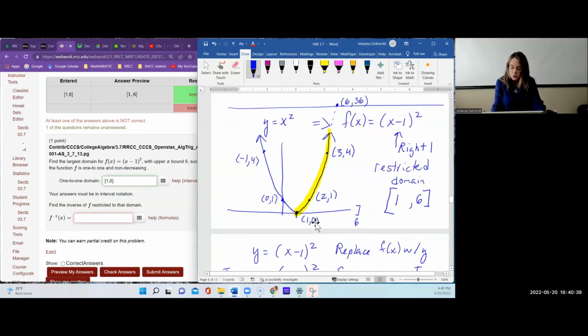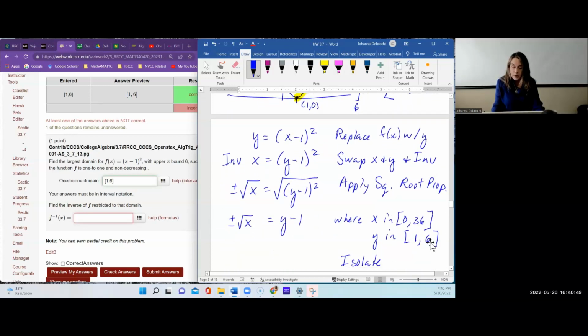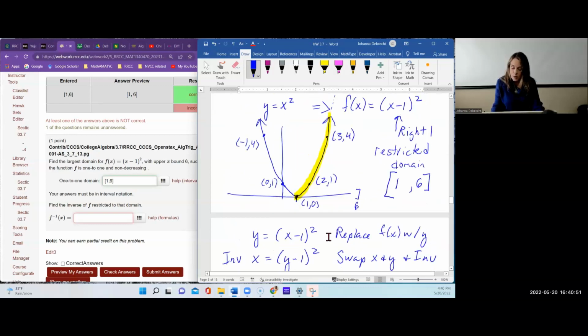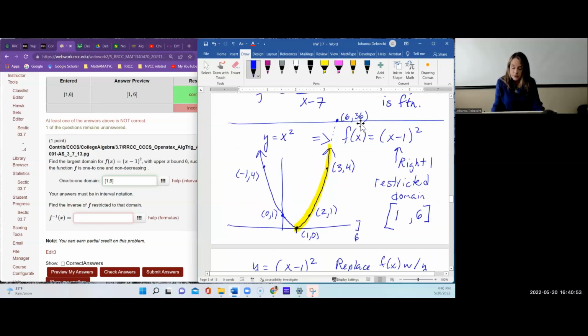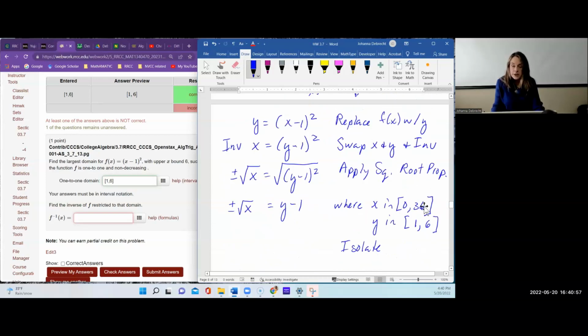Remember, we took the two ordered pairs at either end of the domain and we swapped the x and the y. X was going from 1 to 6. So now y is going from 1 to 6. Y was going from 0 to 36. So now in the inverse, x is going from 0 to 36. When we isolate y, we add 1 to both sides of the equation.